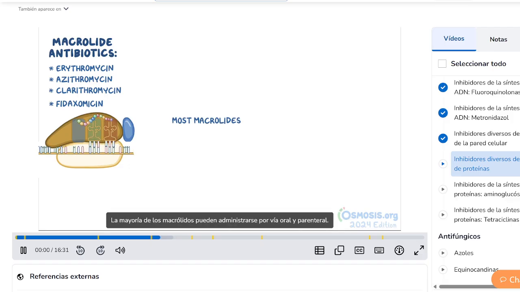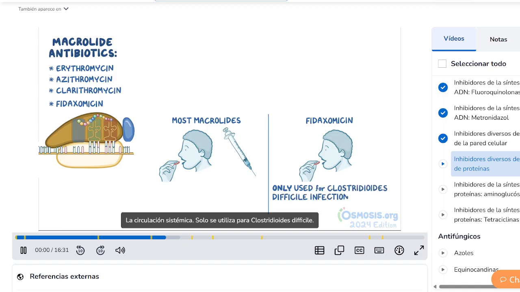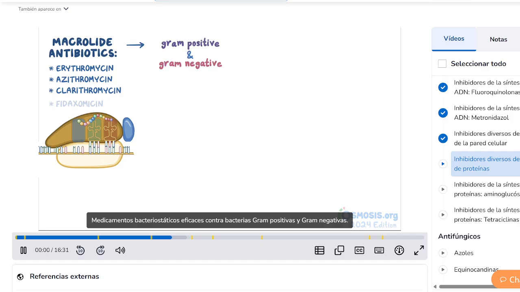Most macrolides can be administered perorally as well as parenterally. Fidaxomicin is administered only perorally, and it's not absorbed in the systemic circulation. It is only used for Clostridioides difficile infection that causes pseudomembranous colitis. Now, in general, the rest of the macrolides are broad-spectrum bacteriostatic medications effective against gram-positive and gram-negative bacteria alike.